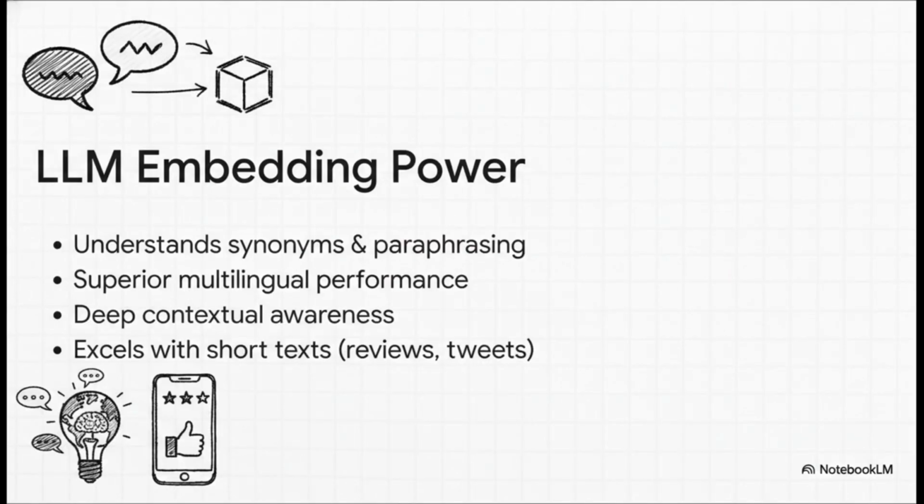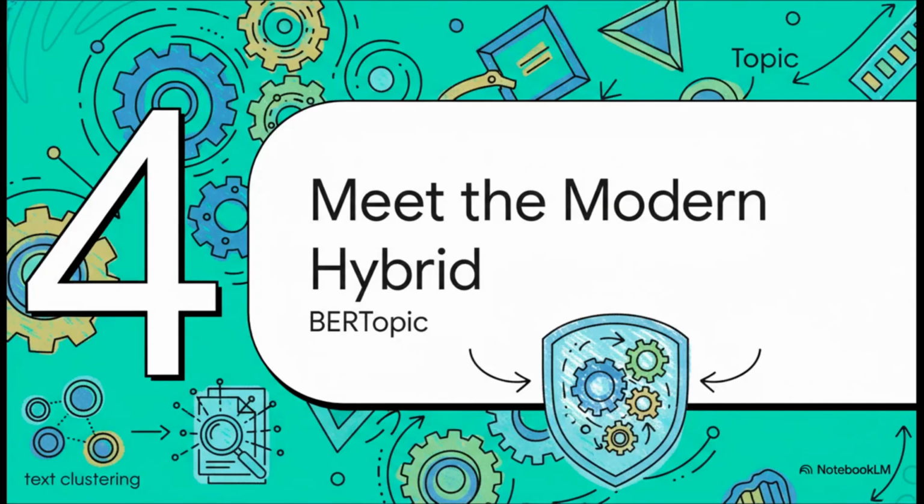I mean, because they get synonyms, they aren't fooled by different ways of saying the same thing. They work brilliantly across different languages, which was a massive headache for older models. But honestly, the real game changer is how well they work on the kind of text we actually see all the time online. Short, messy product reviews or tweets, where context is literally everything, and the old models would just get completely lost.